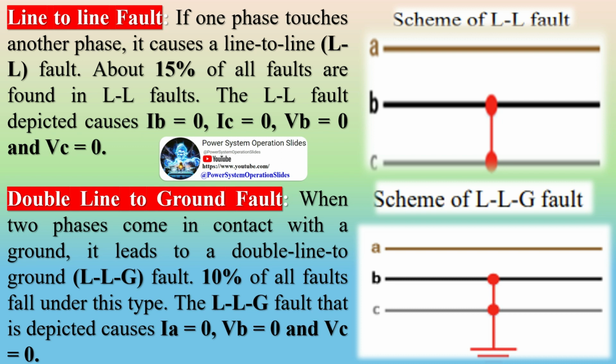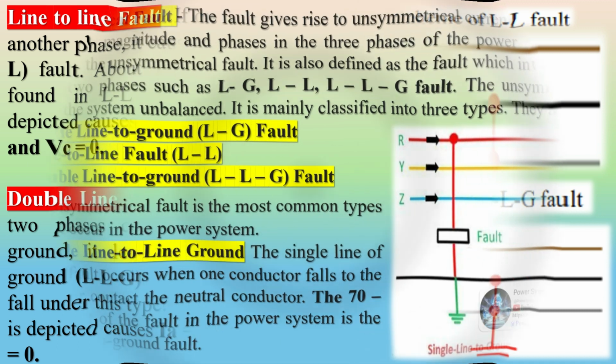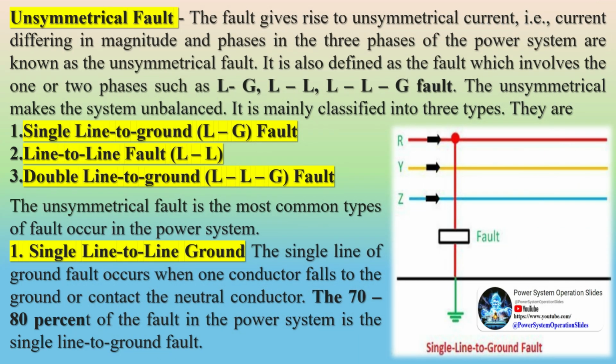The LLG fault that is depicted causes IA equals 0, VB equals 0 and VC equals 0. Unsymmetrical fault. The fault gives rise to unsymmetrical current, i.e. current differing in magnitude in the three phases of the power system. It is also defined as the fault which involves one or two phases, such as LG, LL, LLG fault. The unsymmetrical fault makes the system unbalanced.